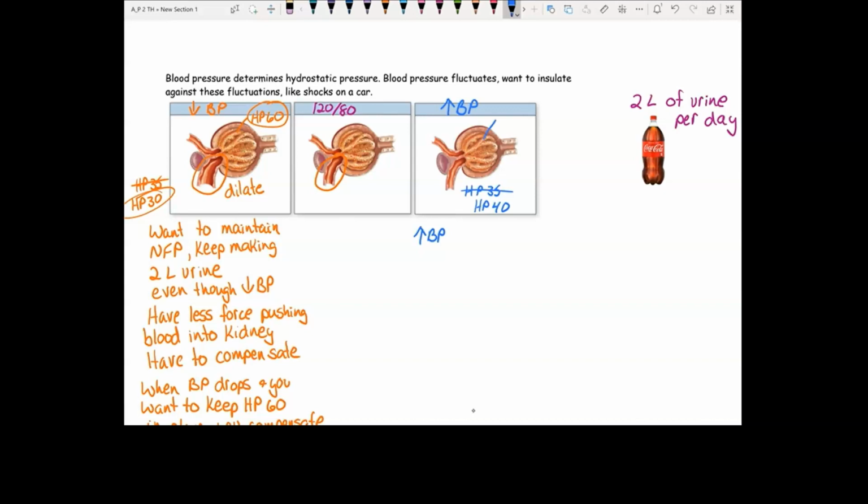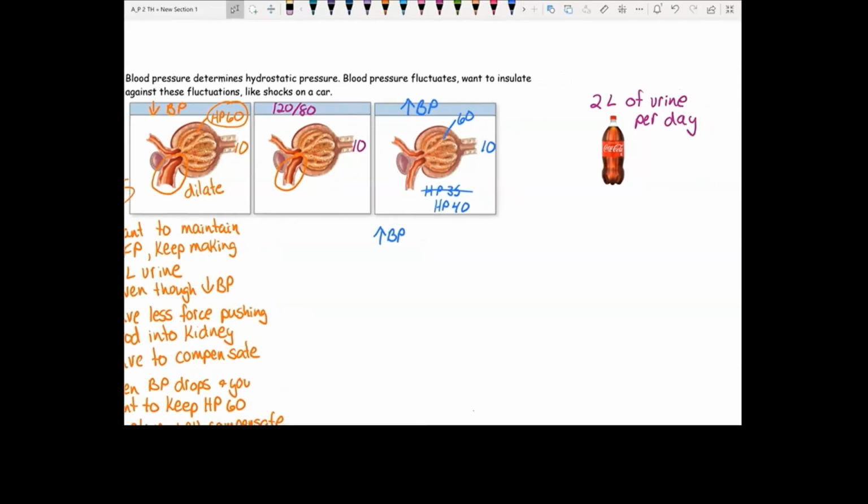Even though this is 40, we don't want this to go up to 65. We want to keep it at 60. Because if you keep it at 60, your net will be 10. That's what we're going for in both cases. We want to keep the net at 10. Because if the net is 10, you'll get 2 liters of urine.